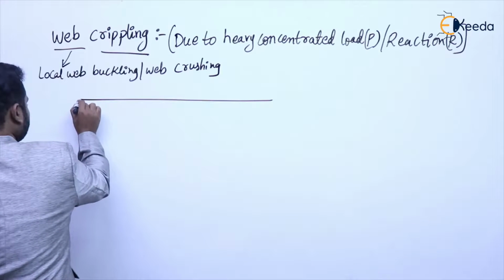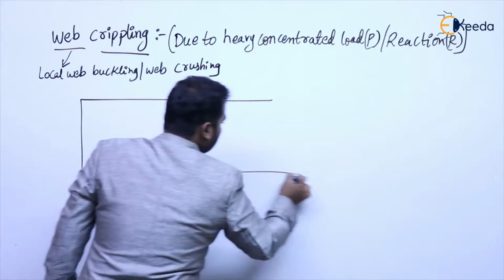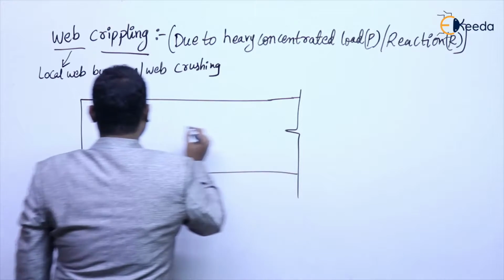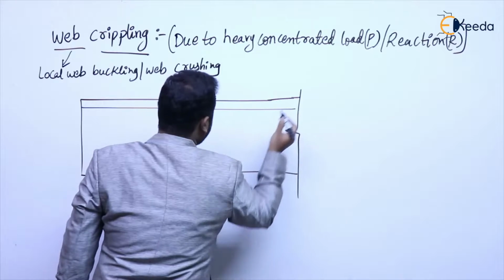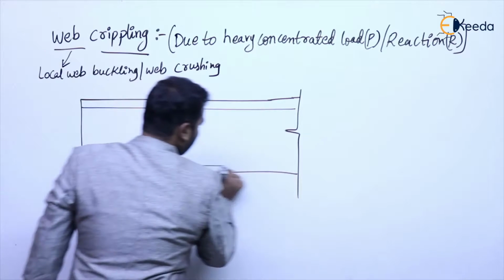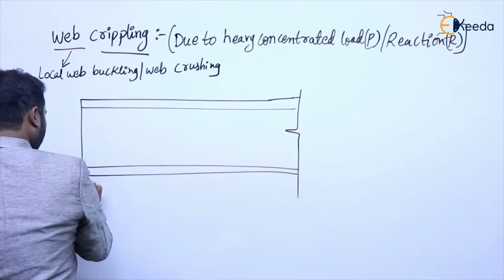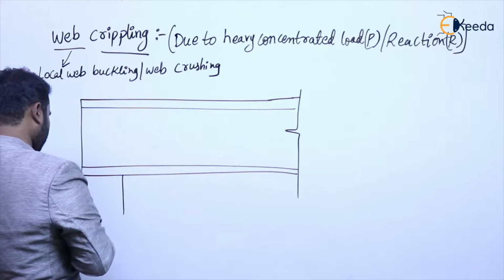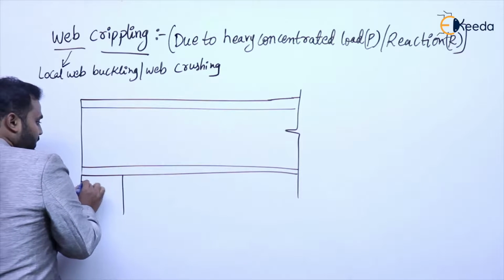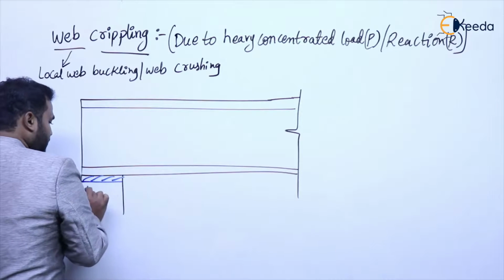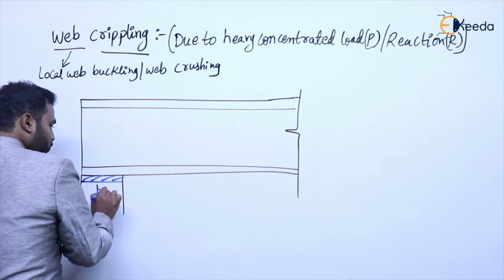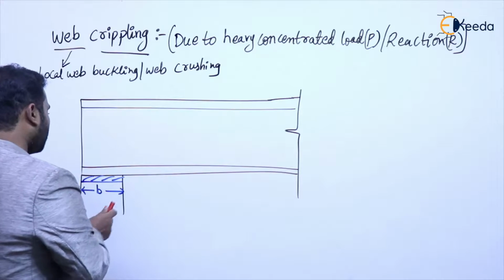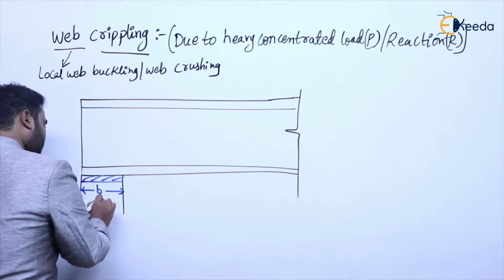This is an I section whose longitudinal view we are going to show. This is a longitudinal view. And here there is a support. This beam is placed on the support by using a bearing plate whose width is B, called the stiff bearing length. And here the reaction acts.